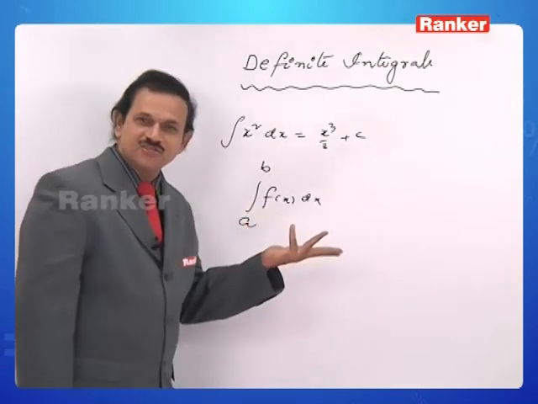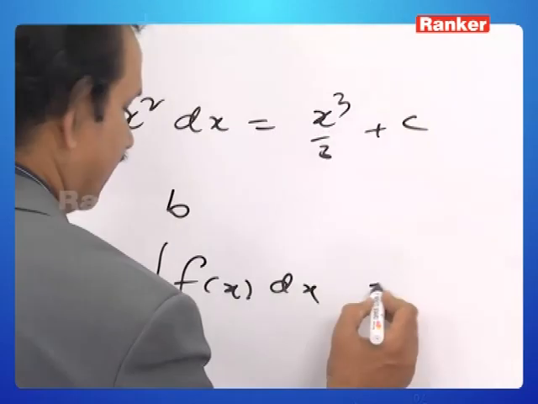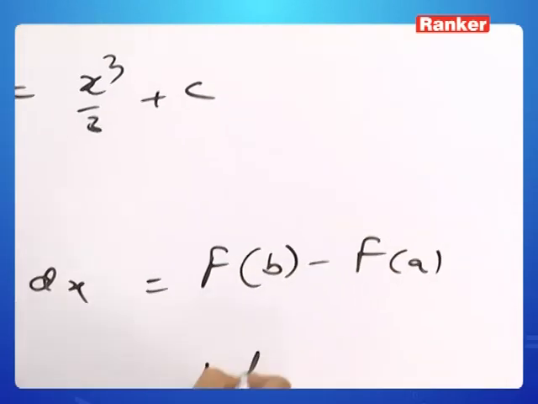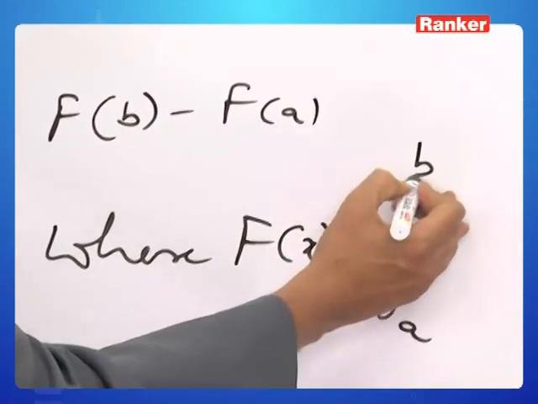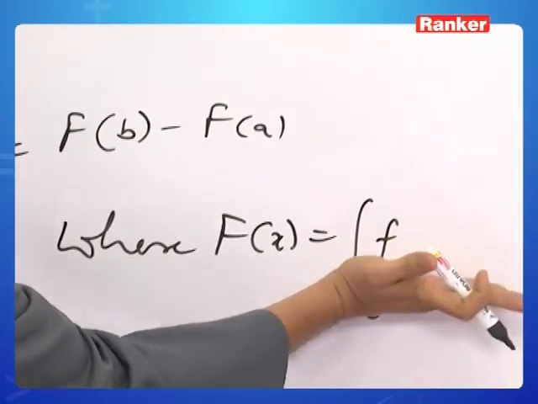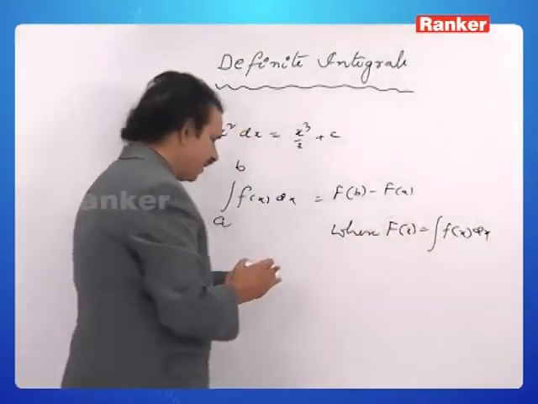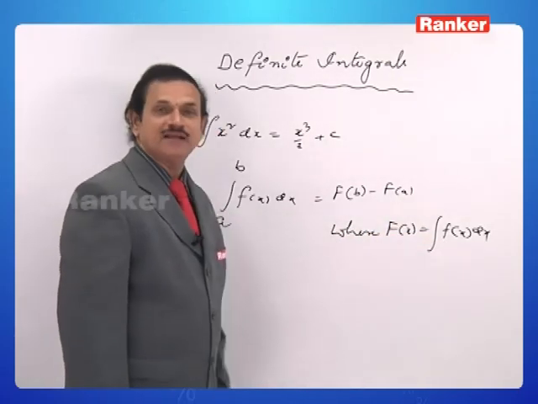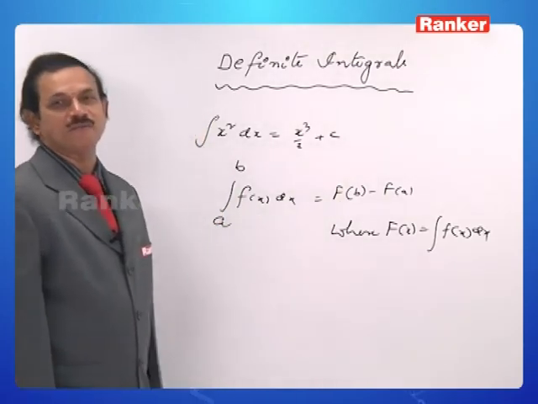By the by, what is the definition for this? How can you get this? This is nothing but F of b minus F of a, where capital F of x is the indefinite integral of f of x dx. That is, if the indefinite integral of f of x dx is equal to capital F of x, then the definite integral a to b f of x dx is defined to be F of b minus F of a.